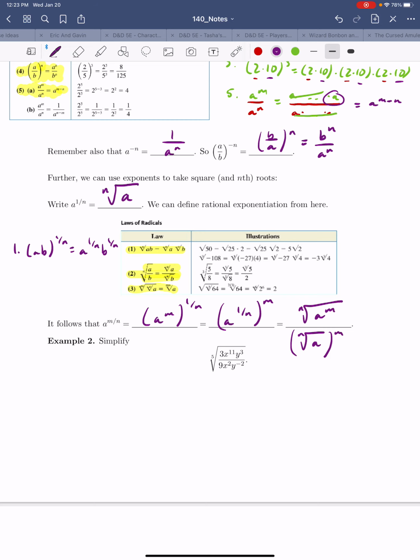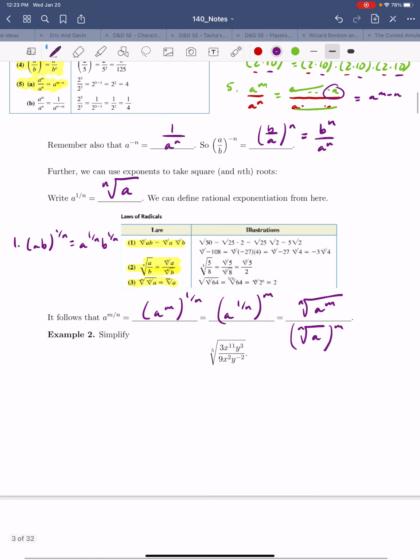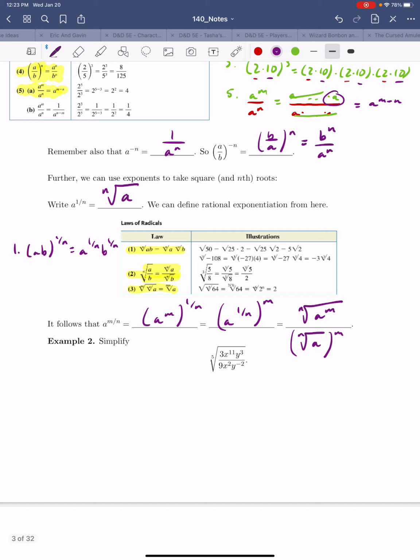Doesn't really matter. One last example that I assure you will not be as challenging or messy as example 1. We want to simplify this expression. Well, again, let's just rewrite it. 5th root of 3x to the 11th, y to the 3rd, over 9x squared, y to the negative 2.